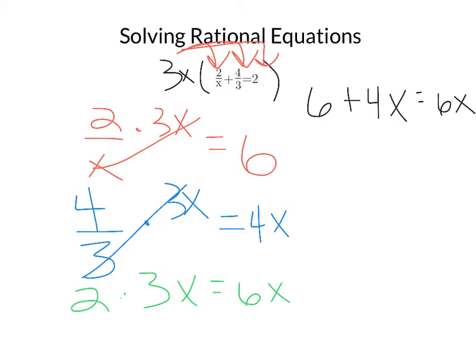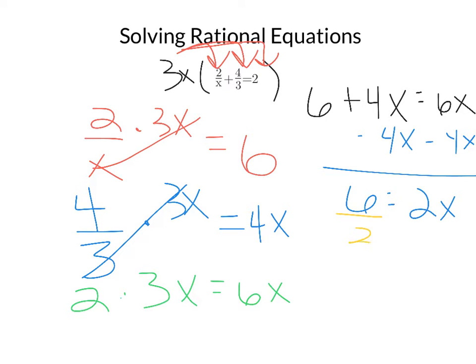I'm going to start off by subtracting 4x from both sides of the equation and get 6 equals 2x. Then I'm going to divide both sides of the equation by 2 and get that x is equal to 3. Take a moment to pause this video and write down this example.